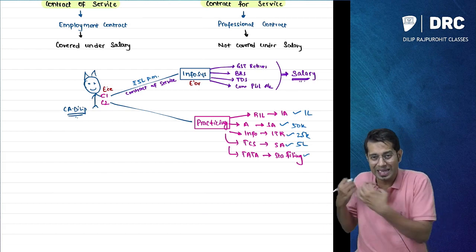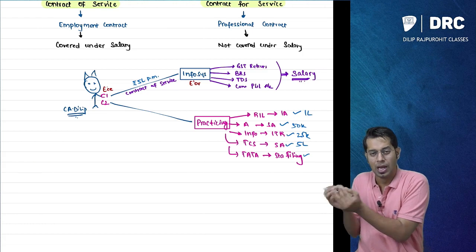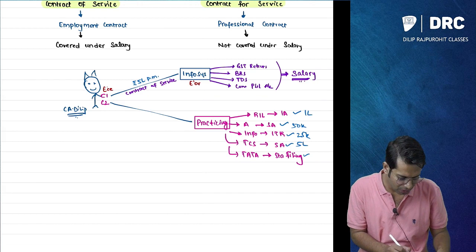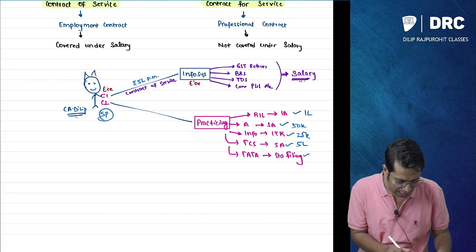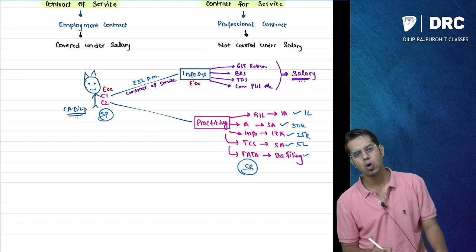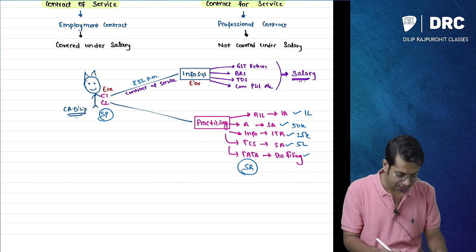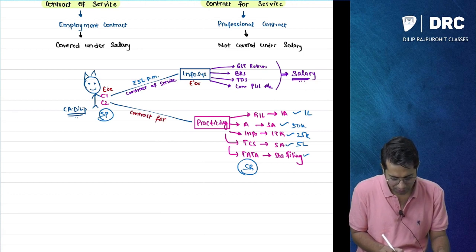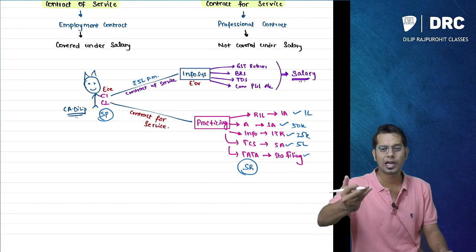So I am entering into contract with these different people to provide services to them. Here I am the service provider and they are all the service recipients. Here what is happening, sir? Here there is a contract of what? Here there is a contract for service. There is not contract of service. Here there is a contract for service.